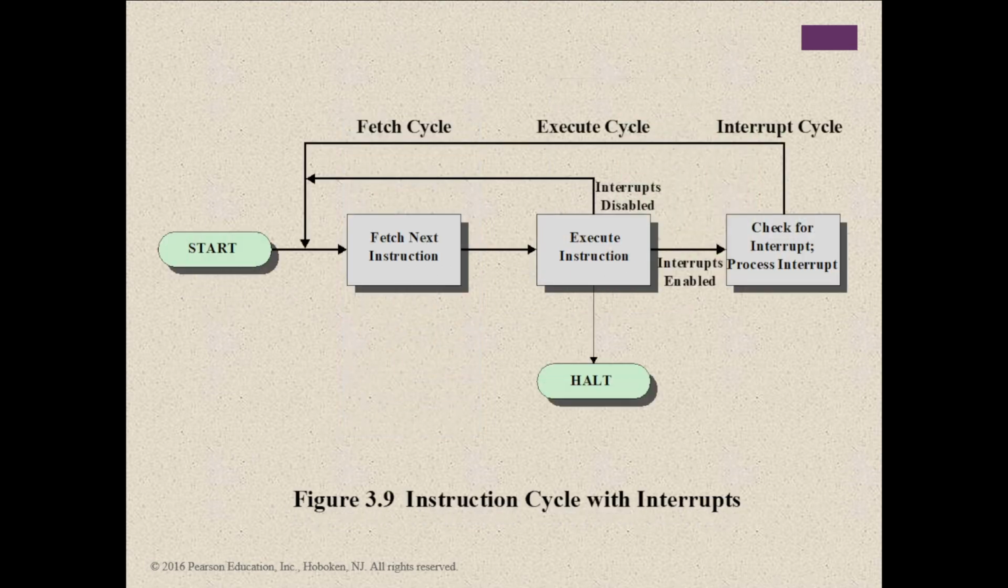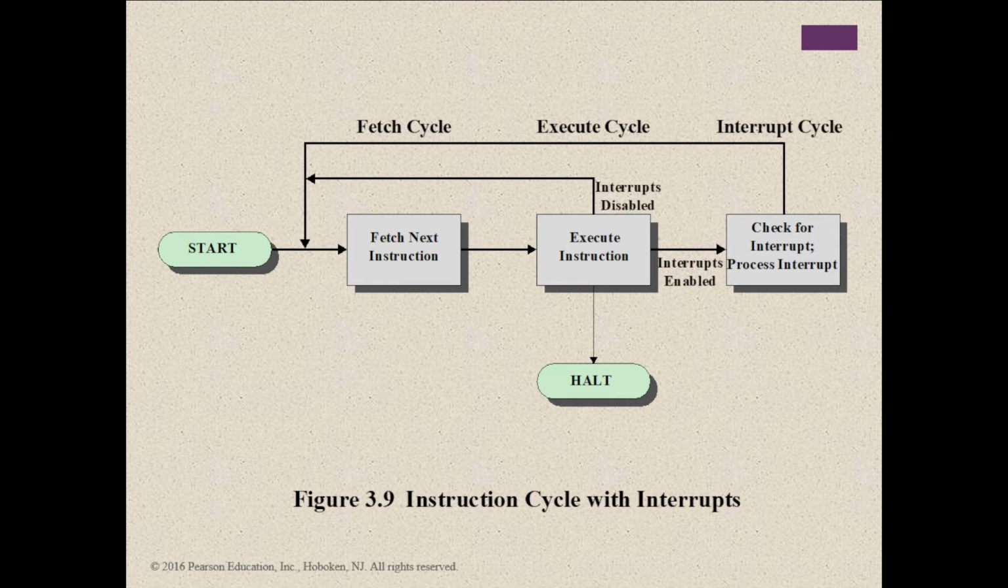Okay, next we have another figure, 3.9, instruction cycle with interrupts. To accommodate interrupts, an interrupt cycle is added to the instruction cycle, as in this figure. This is the one, check for interrupts. And if there is an interrupt, you have to process the interrupt. In the interrupt cycle, the processor checks to see if any interrupts have occurred, indicated by the presence of an interrupt signal. If no interrupts are pending, the processor proceeds to the fetch cycle and fetches the next instruction of the current program. If an interrupt is pending, the processor does the following.